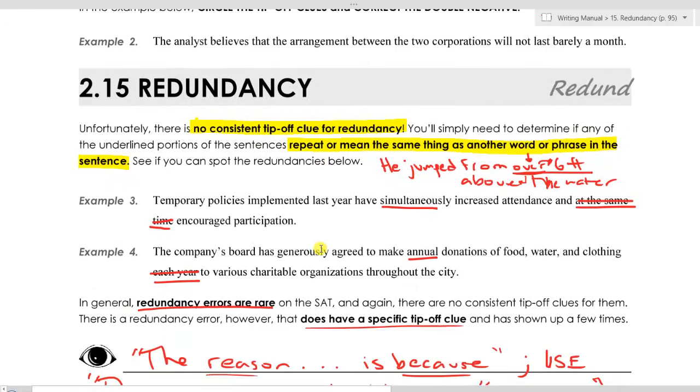Keep in mind, one more time, redundancy is not common on the SAT. If you think you are spotting redundancy errors all over the place, or you are justifying a lot of your answers by saying that's redundant, you are wrong. You are using redundancy for the wrong reasons, and you probably need to stop. That is all for redundancy.